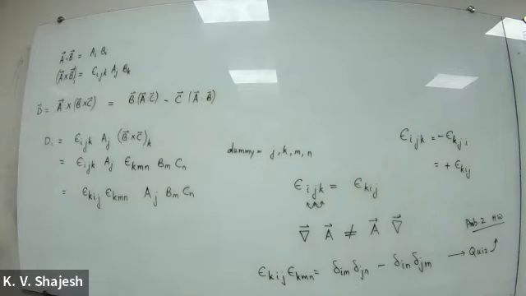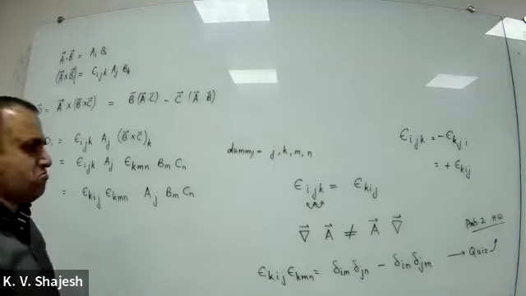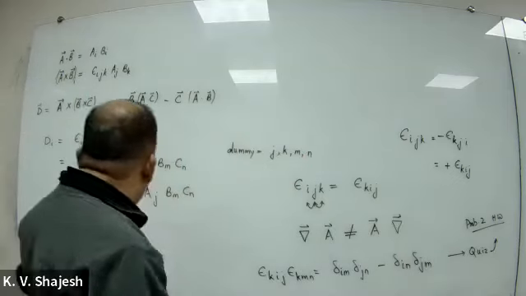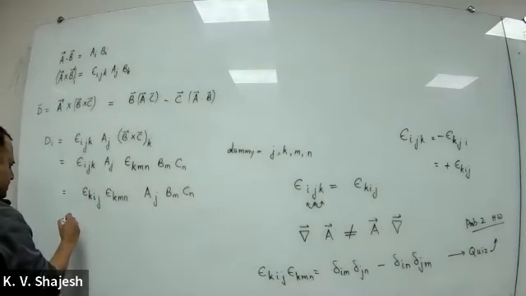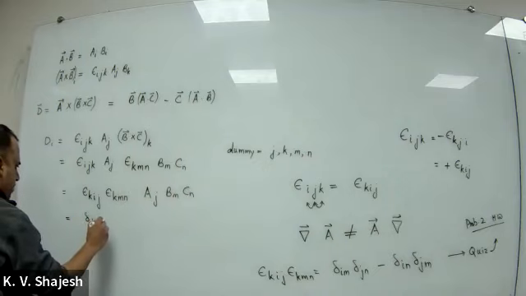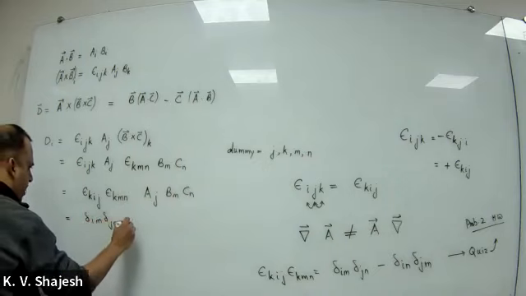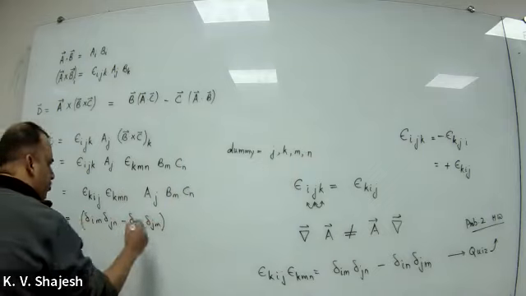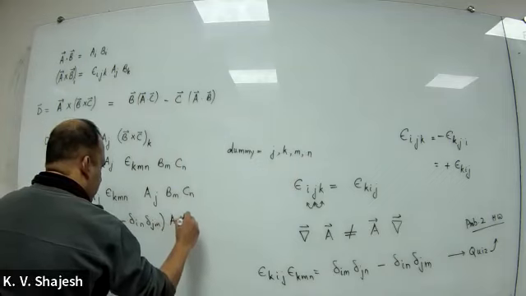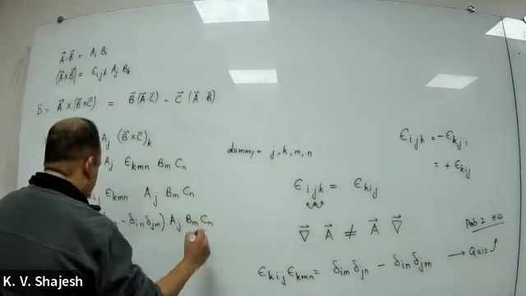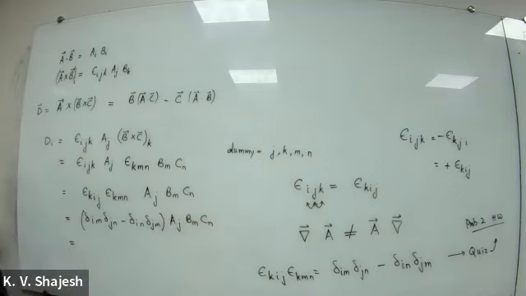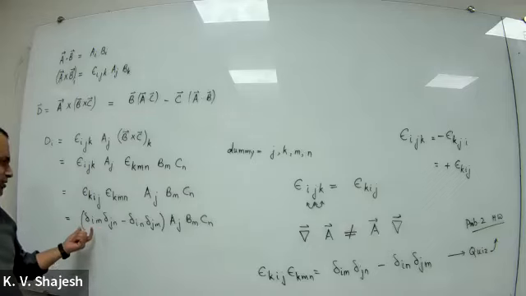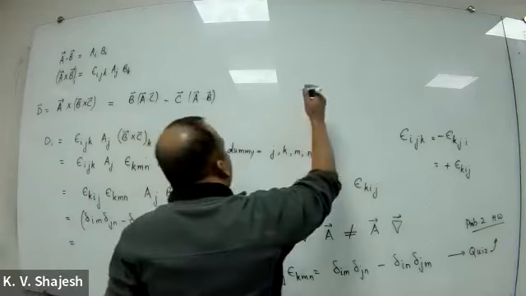Is that clear what the question is? But just evaluate number 2. Yeah, number 2. Okay. So if I put that in here, that's delta_IM delta_JN minus delta_IN delta_JM, multiplied with A_J B_M C_N. That's equal to, remember what is the rule if you have a Kronecker delta. So that's good too.